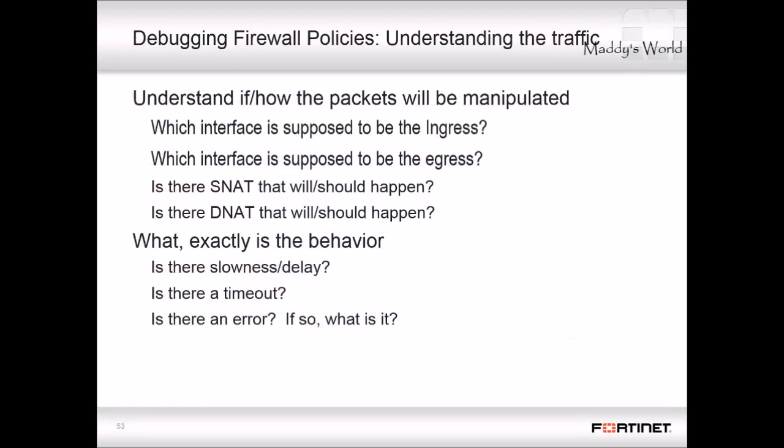If you're going to be troubleshooting firewall policies, the first thing you need to understand is how the traffic is supposed to work. There are usually multiple firewall policies, so you need to be pretty sure which interface it is supposed to be coming in on and which one it should be going out on. Is there any kind of source or destination natting that should be taking place?